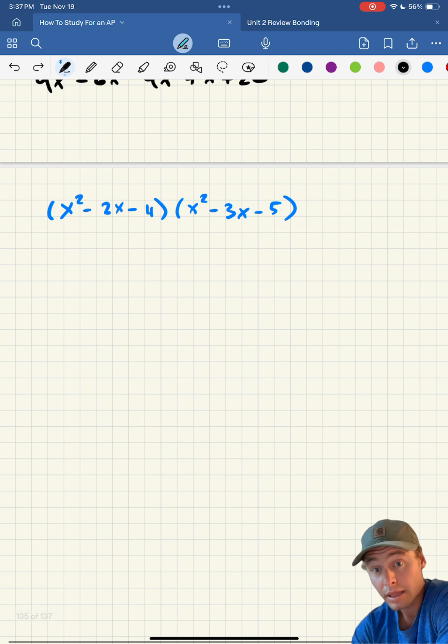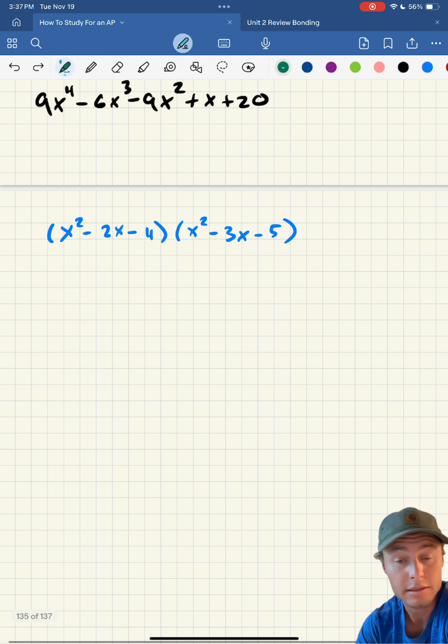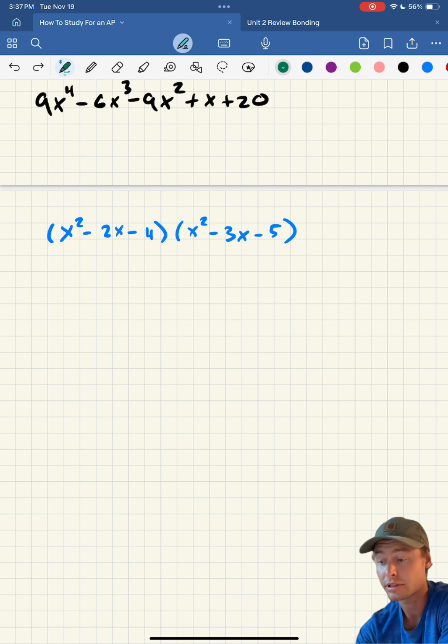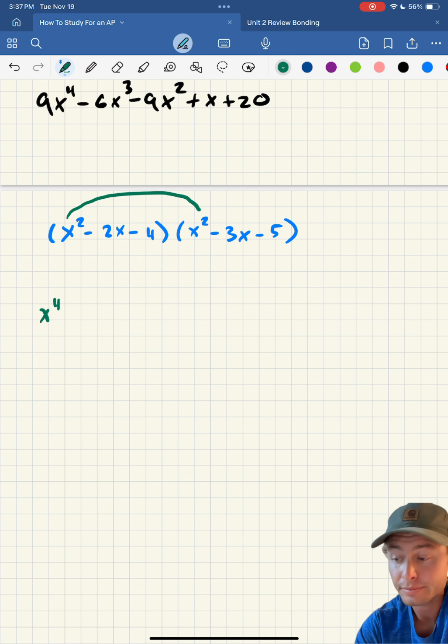Now we're multiplying these two polynomials. Okay, so multiplying polynomials is not that challenging. Just pay attention here. So the first thing you'll do is you'll multiply the first term on the left by the first term on the right. X squared times x squared is x to the fourth.